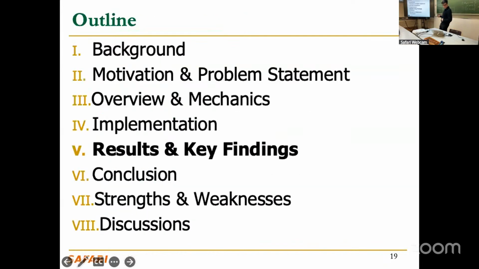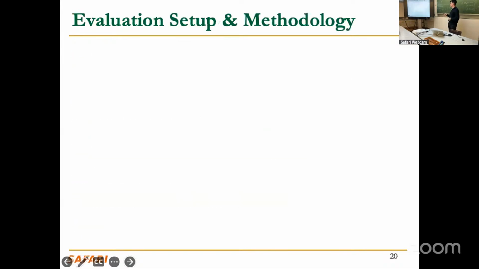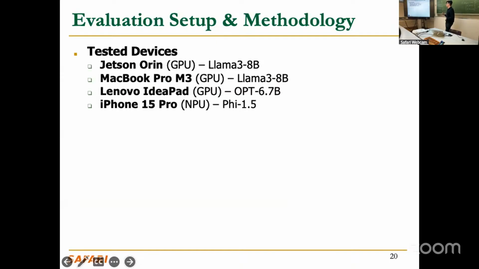So let's discuss the main results and some key findings that I'd like you to take out of each figure I'm going to show later. Starting with the evaluation setup and methodology, which is pretty straightforward. They test on 4 devices: Jetson Orin, MacBook Pro M3, Lenovo IdeaPad, and iPhone 15 Pro. Remember the first step in the LLM inference process, the prefill one, that was compute bound and does some matrix multiplications. These operations are going to be done on the GPUs for the first 3 devices and on the neural processing unit for the last device.